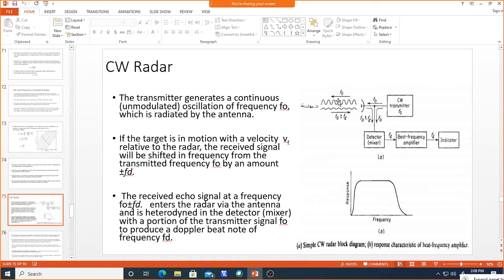The received echo signal, which is received by the antenna, is, as we know, processed by a heterodyne receiver. It is detected by the mixer, where we multiply it with the reference or transmitted signal, detect it, and note down the Doppler frequency shift.